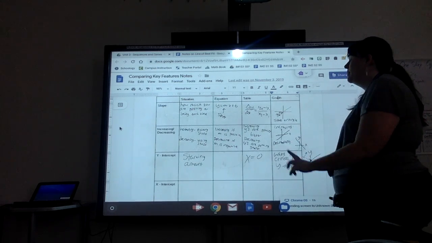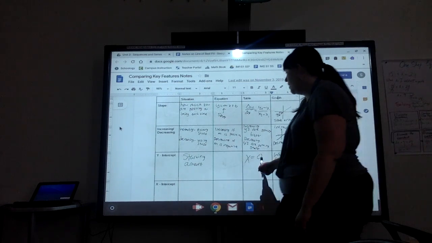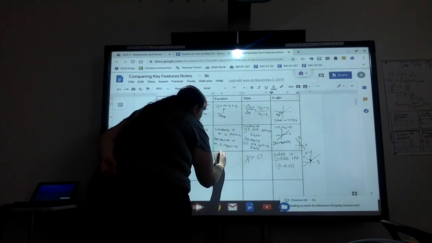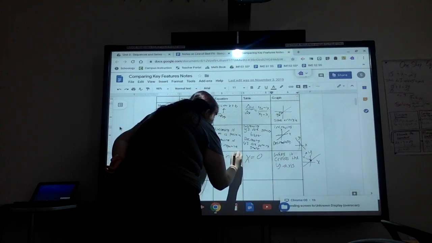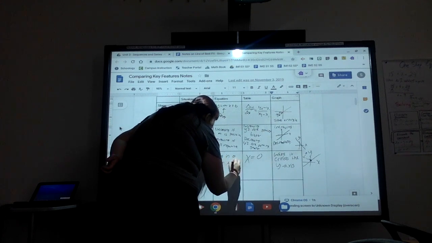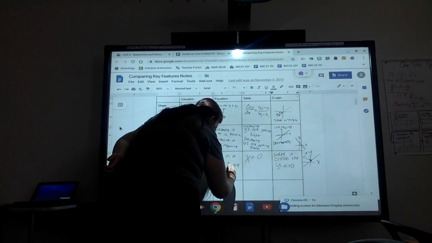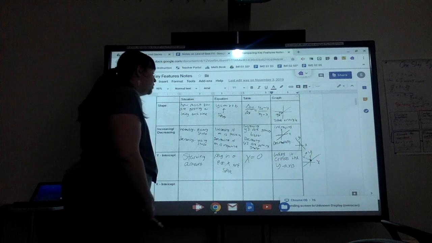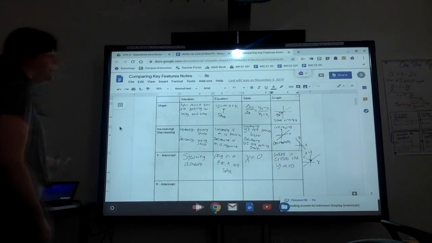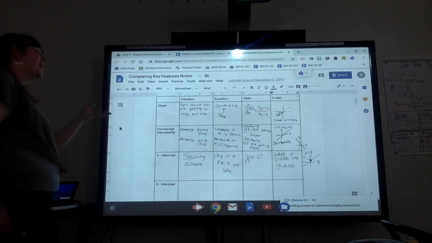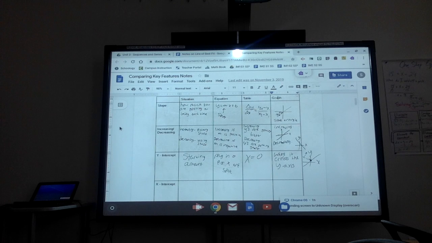Which means, going back to the equation, to figure out the y-intercept, you plug in 0 for x and solve. When you have the equation, you'll just put a 0 where the x is and solve it, and you'll figure out the y, which would be your y-intercept. And then finally, the x-intercept.